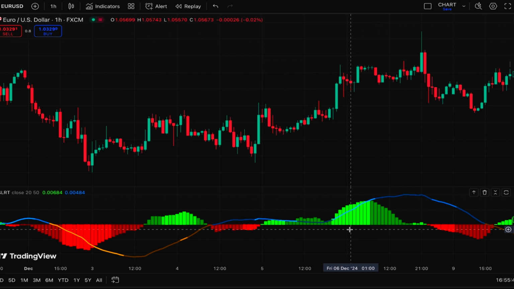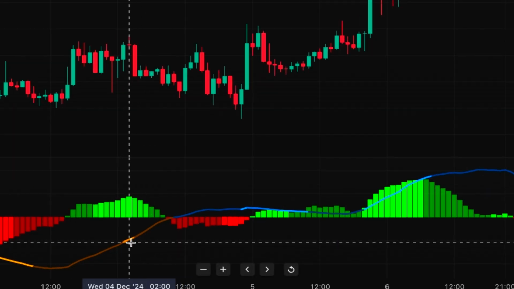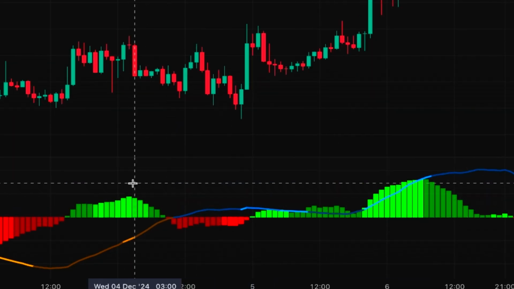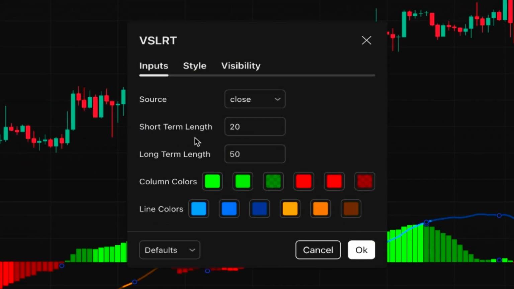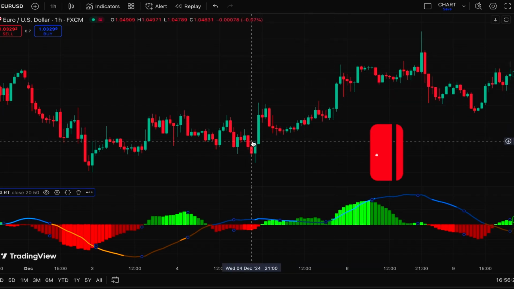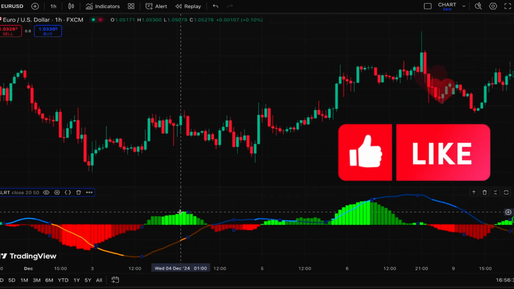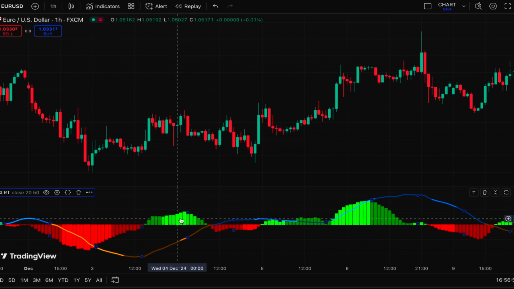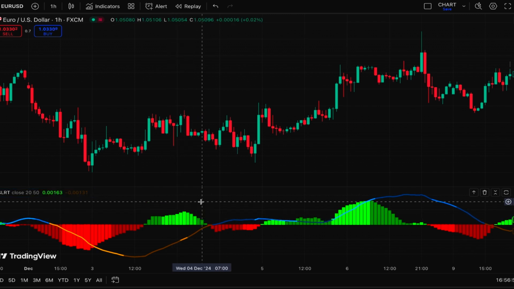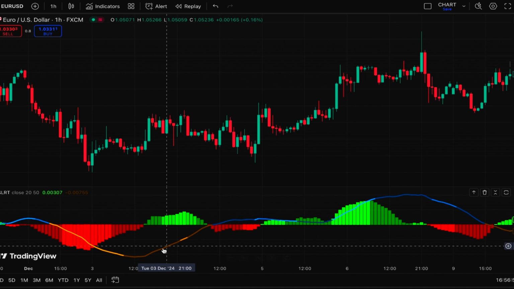In this indicator, we have two components. We have this line and we have this histogram. If we go to the settings of the indicator, you can see that we have short-term length and we have long-term length. So this indicator calculates trends for two periods, one shorter term and the other longer term trend. The shorter term trend is represented by the help of the histogram, and the longer term trend is represented by the help of this line.